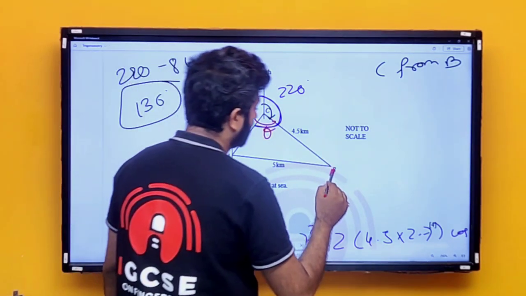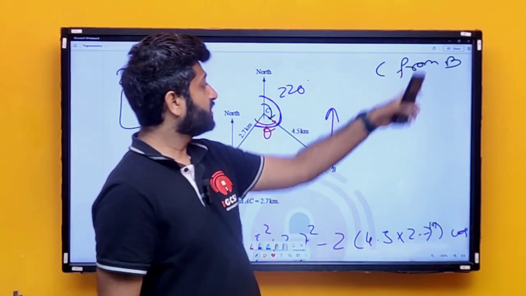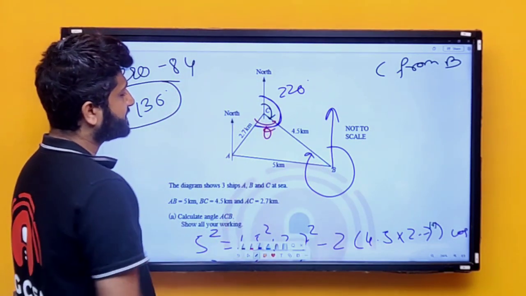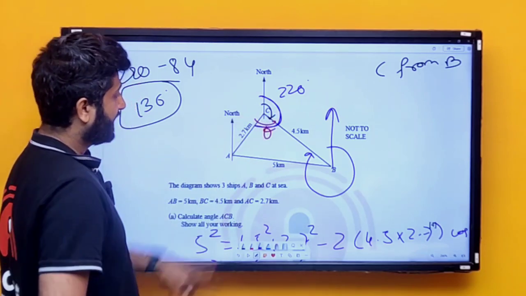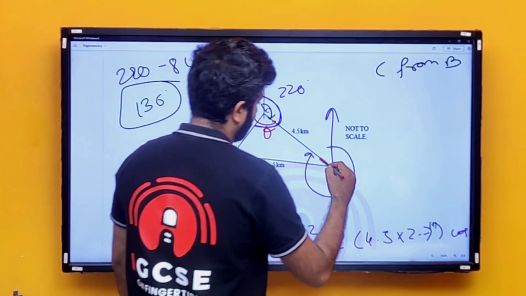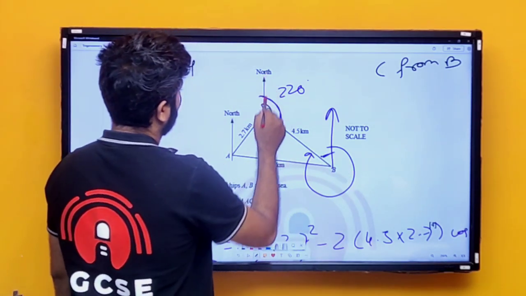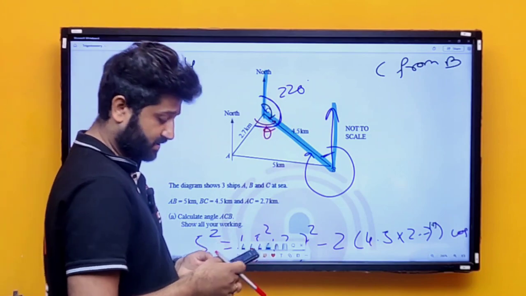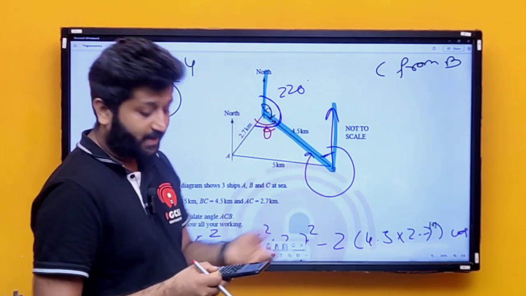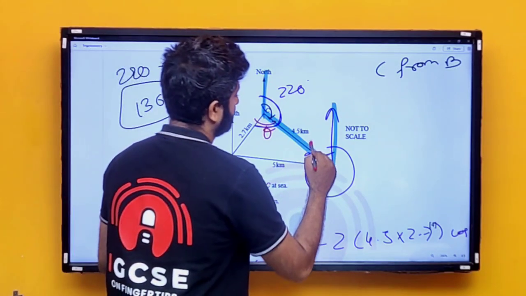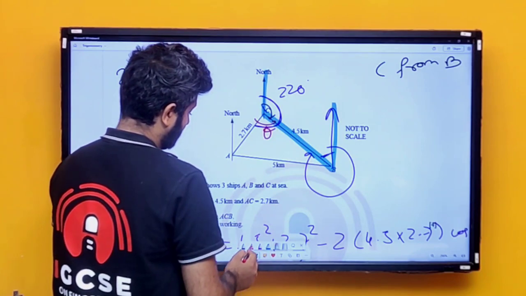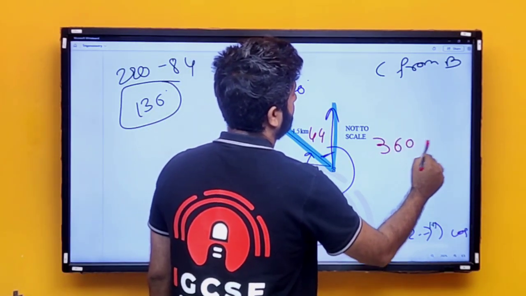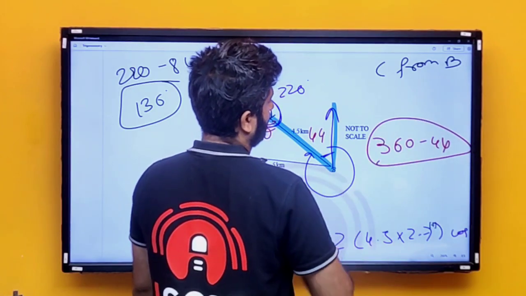Now they can also ask you to find the bearing of C from B. See, north is not drawn, so you draw north here, and from B you have to look towards C. Now how can you find this angle? I have this 136 degree angle in black. Can I find this angle? Yes. These are two parallel lines and this forms the transversal, so these are two co-interior angles. We know co-interior angles add up to 180. So 180 minus 136 is 44, and I can measure this angle as 360 minus 44, which, if I'm not wrong, is 316.